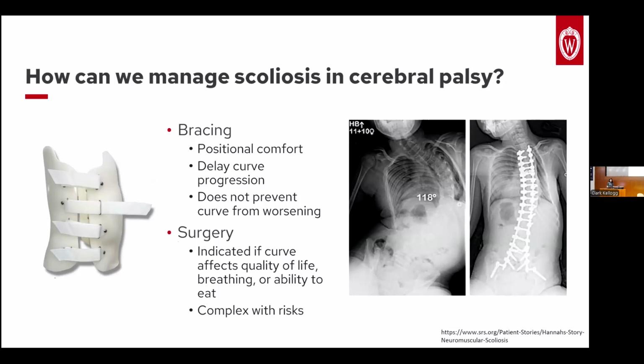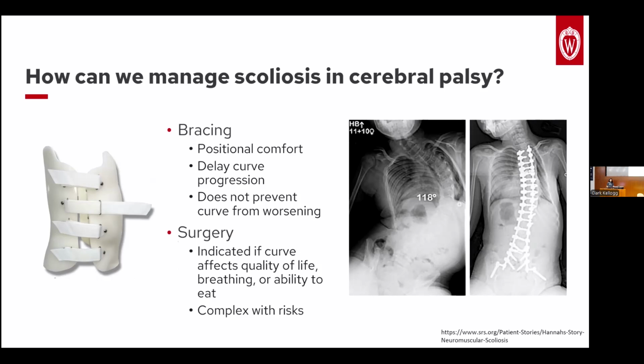Surgery is indicated if your curve affects your quality of life, your breathing, or your ability to eat, as I said before. And on the right here is an example of a patient who did have a scoliotic curve of about 118 degrees. She underwent a posterior spinal fusion from T2 to pelvis. Okay, and now you can see her spine is much straighter. Family was very happy afterwards with her positioning in her wheelchair. She could sit upright, she could use her arms again to play games, and she could feed herself.